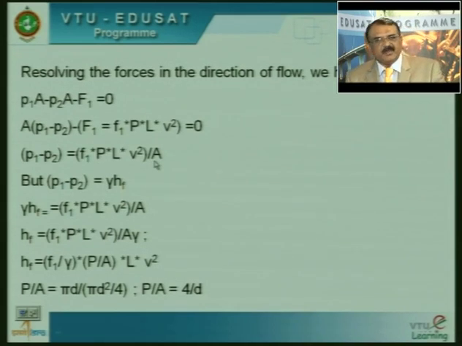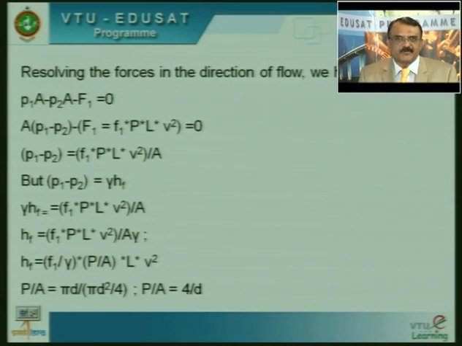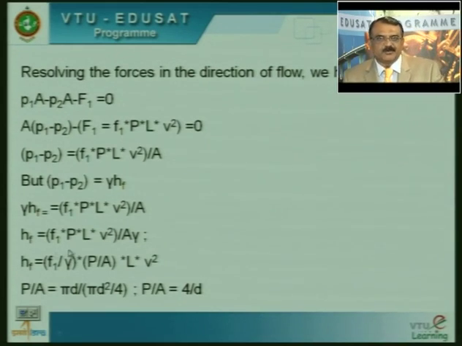So, what is your aim? Your aim is to find an equation for this HF, the head loss due to friction. Therefore, HF is equal to F1 PLV square divided by A into gamma. Kindly rearrange this equation. I am going to rewrite this equation as F1 by gamma into P by A into LV square.